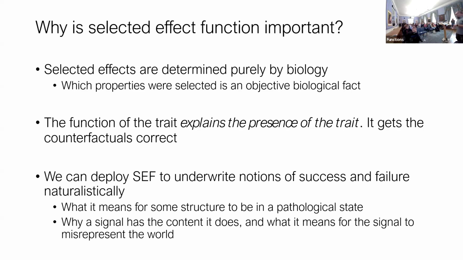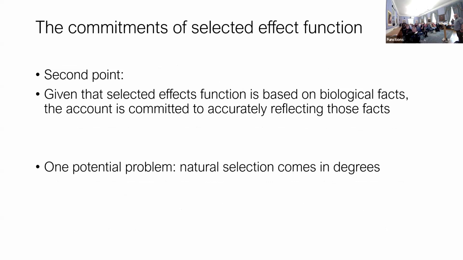And then finally, of course, very pertinent for this workshop, we can use selected effect function to underwrite notions of success and failure. And really importantly, because of the objectivity of the facts underlying it, we can do this naturalistically. So we can talk about ways the body ought to be, what it means for some structure to be in a pathological state, and also we can talk about, in the setting of teleosemantics, why a signal has the content that it does, and what it means for that signal to misrepresent. And again, importantly, this can be done in natural terms. Okay, so that's the first point.